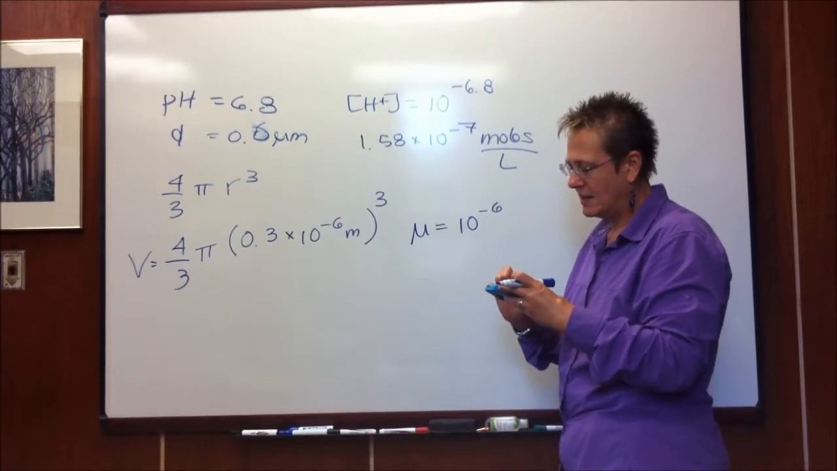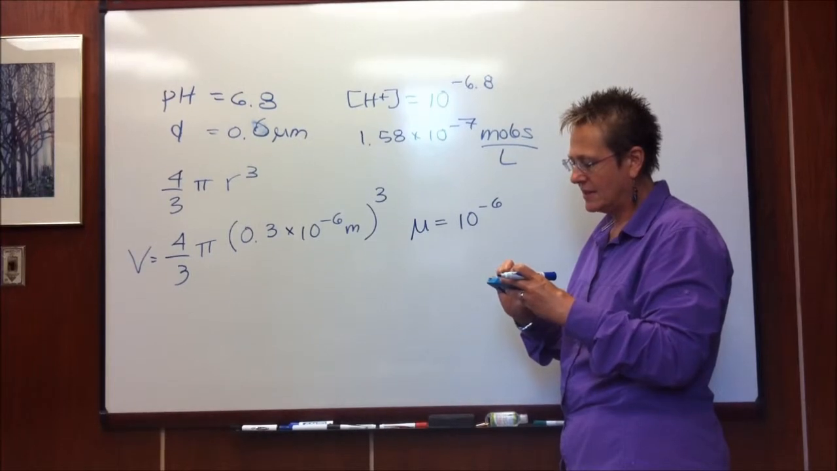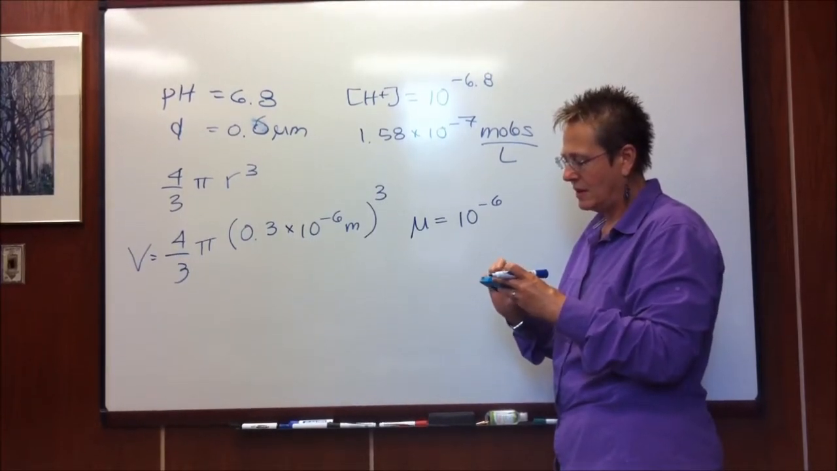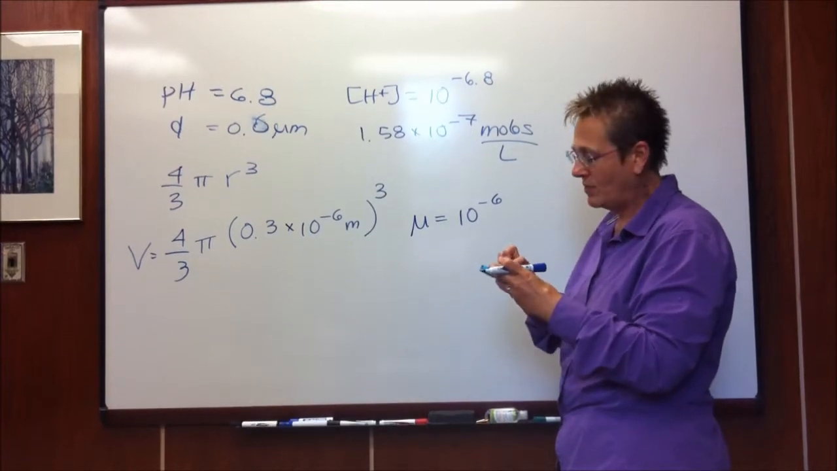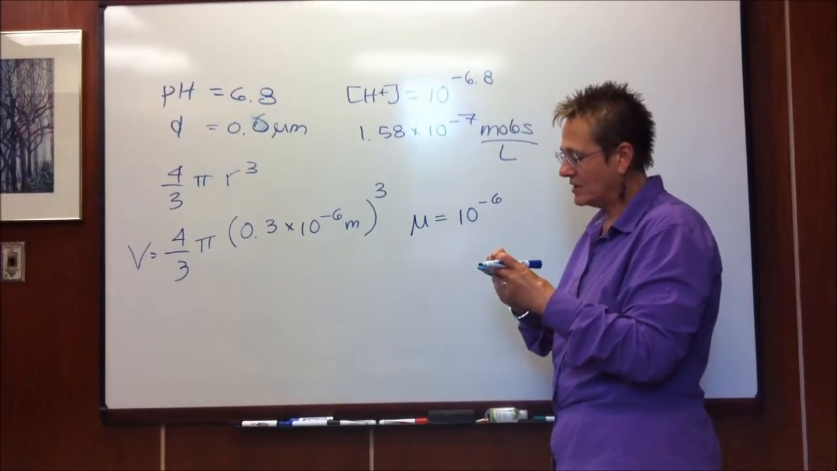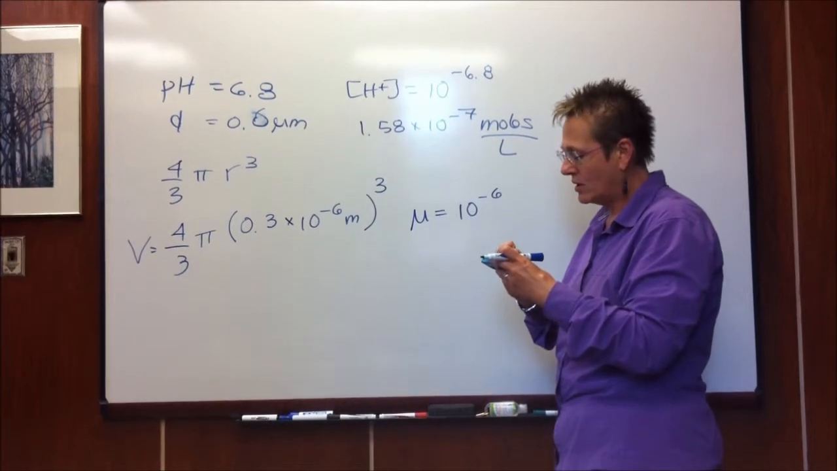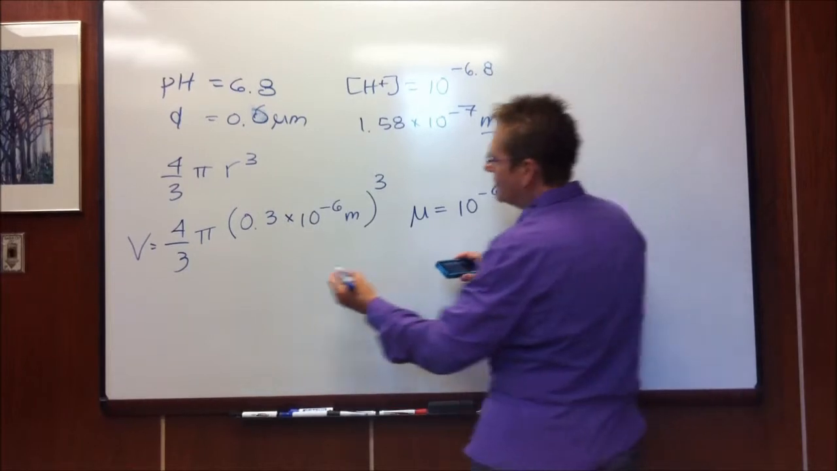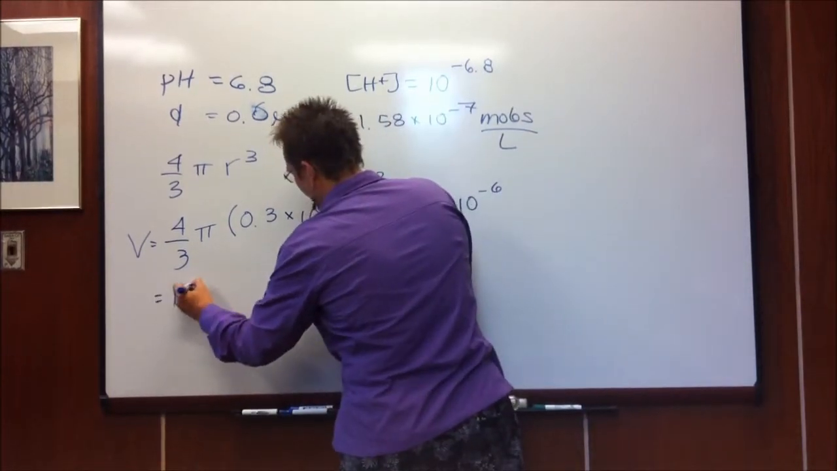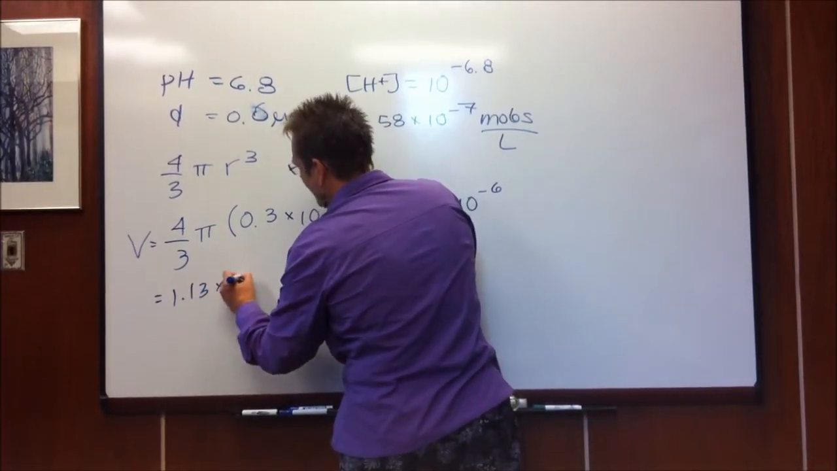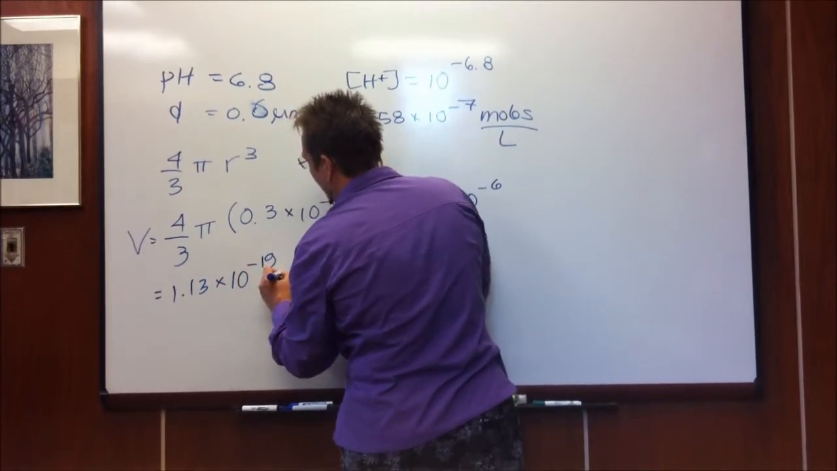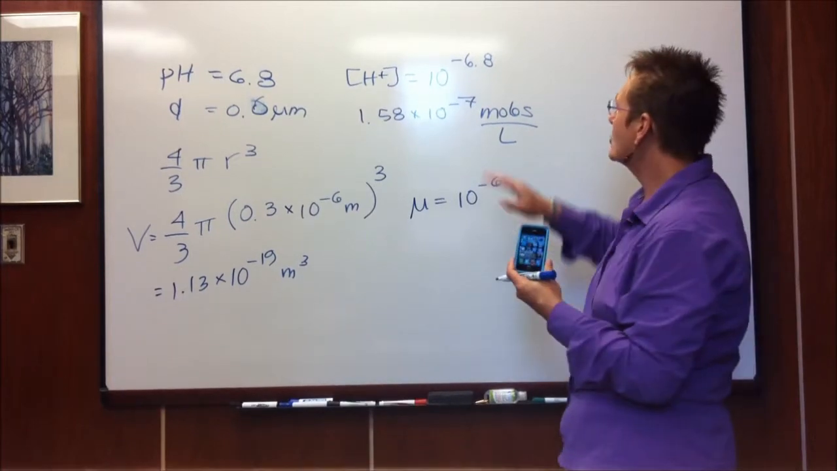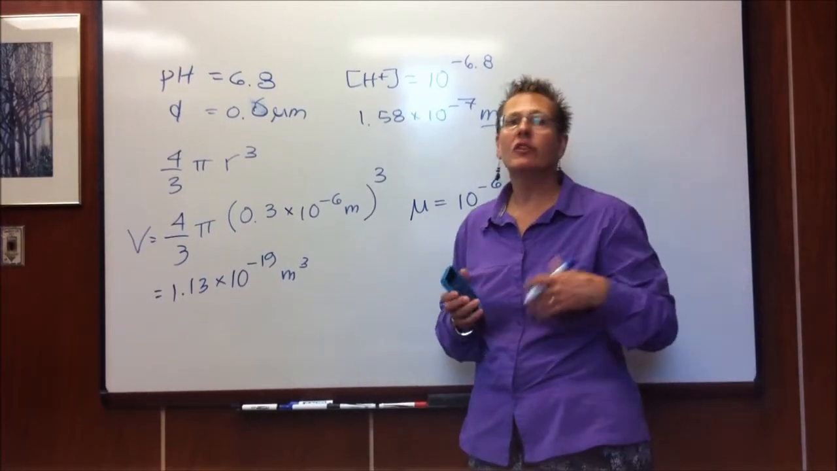times 10 to the minus 6, then I am going to cube that number, multiply by 4, divide by 3, and multiply by pi. And I'm going to get a volume, when I do that, equal to 1.13 times 10 to the minus 19 meters cubed.